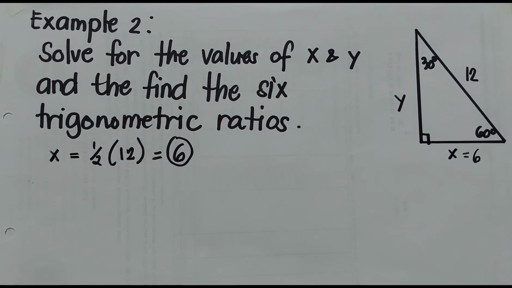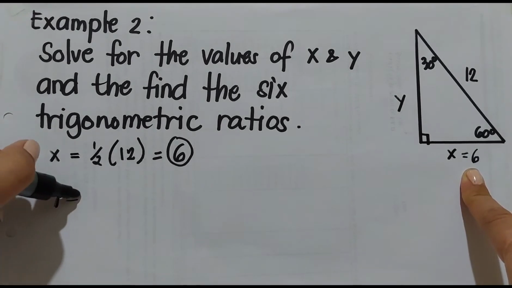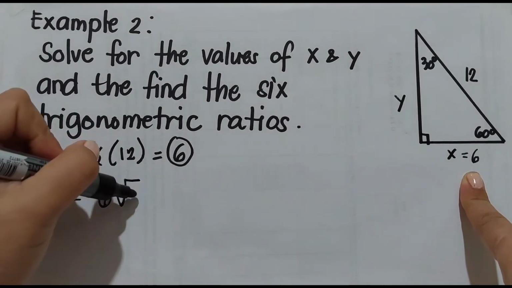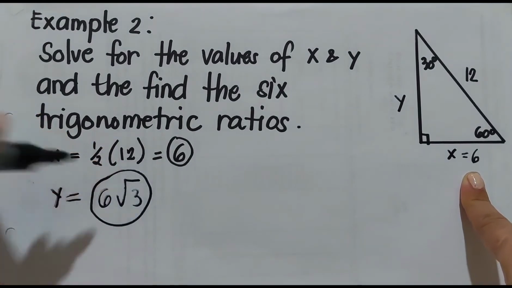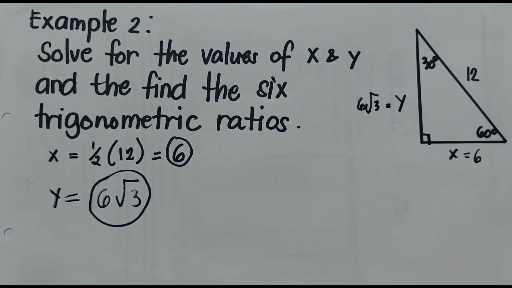And how do we find the longer leg? The longer leg is equal to the shorter leg times square root of what? Square root of 3. So, our y here, that is equal to the shorter leg, which is 6, times square root of 3. Okay? So, this is 6 times square root of 3. Okay, now, since we have the values of our shorter leg and longer leg, now we can find the 6 trigonometric ratios.